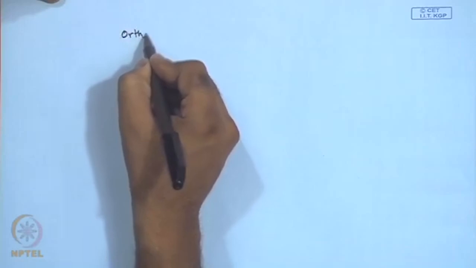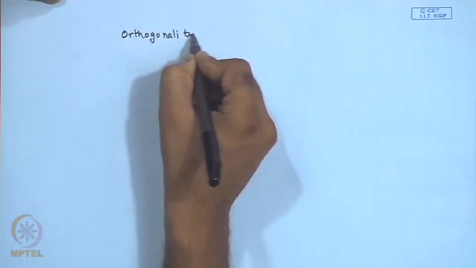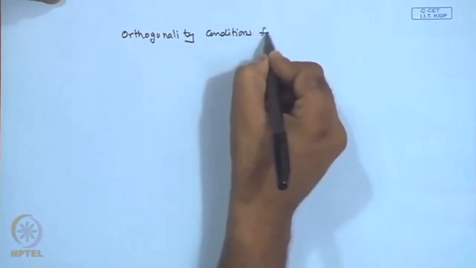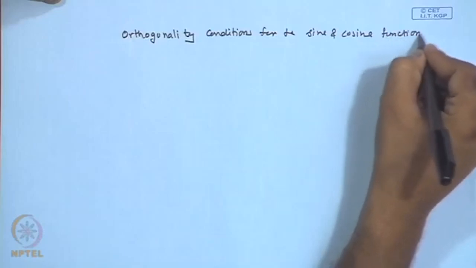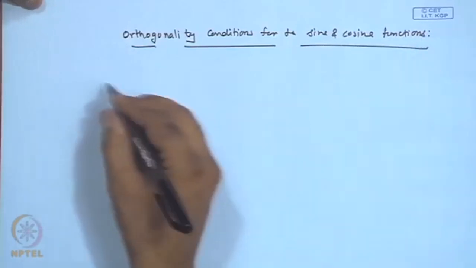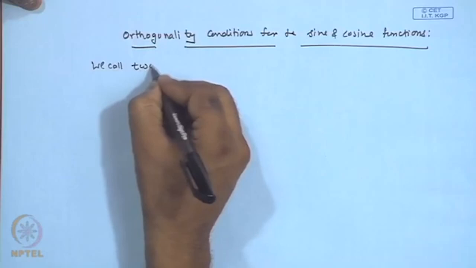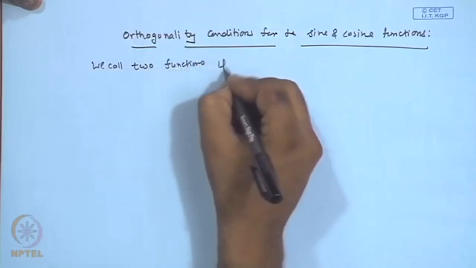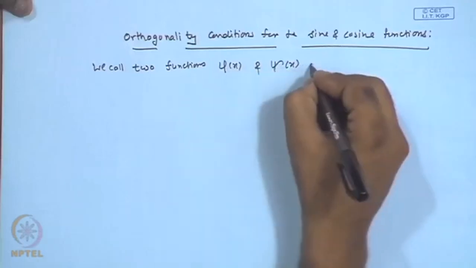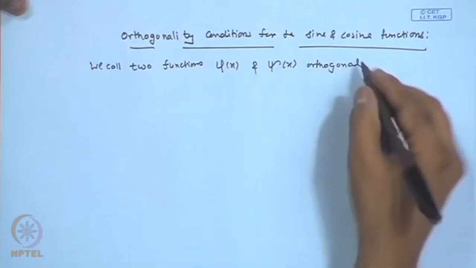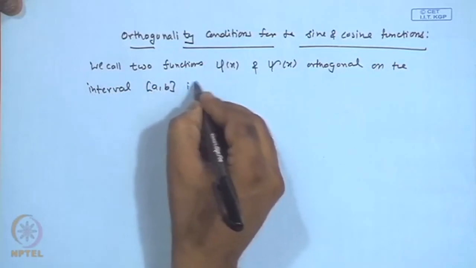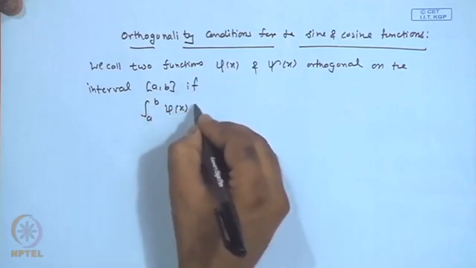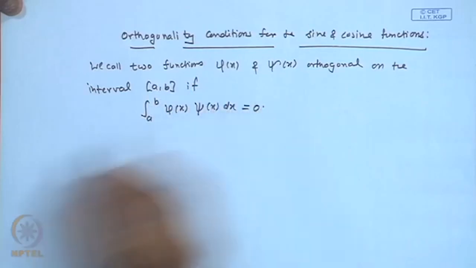Before we go into that detail, we just consider the orthogonality property or conditions for the sine and cosine functions. We call two functions phi(x) and psi(x) orthogonal on the interval a to b if the integral from a to b of phi(x) psi(x) dx is 0.